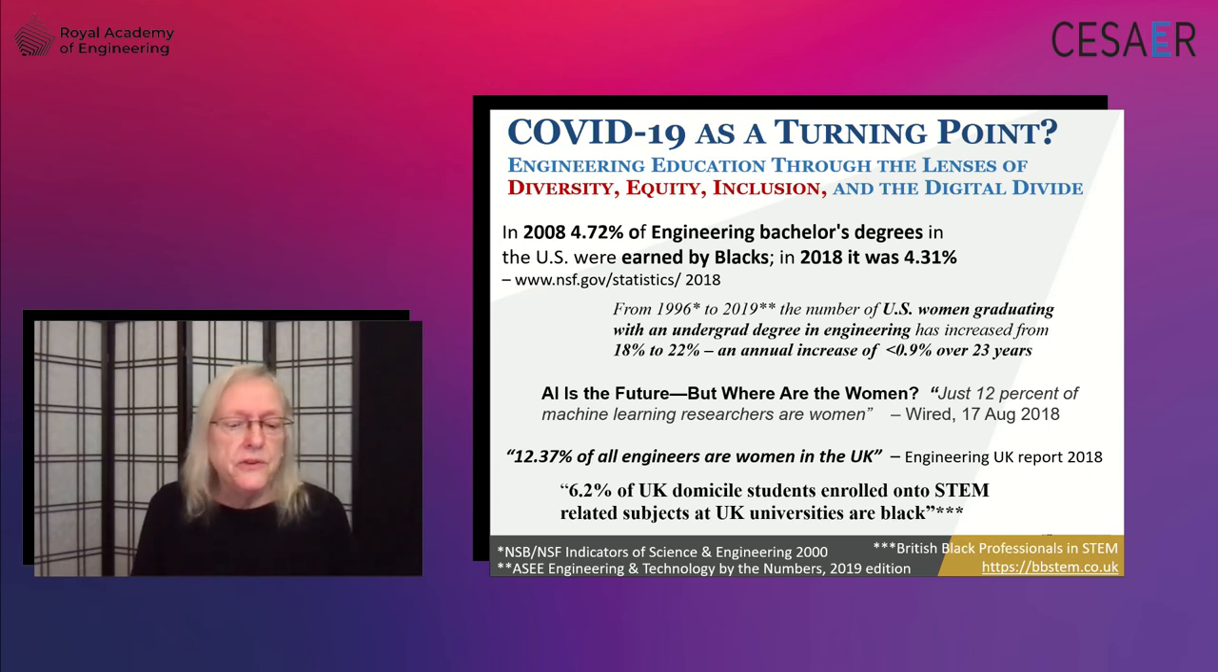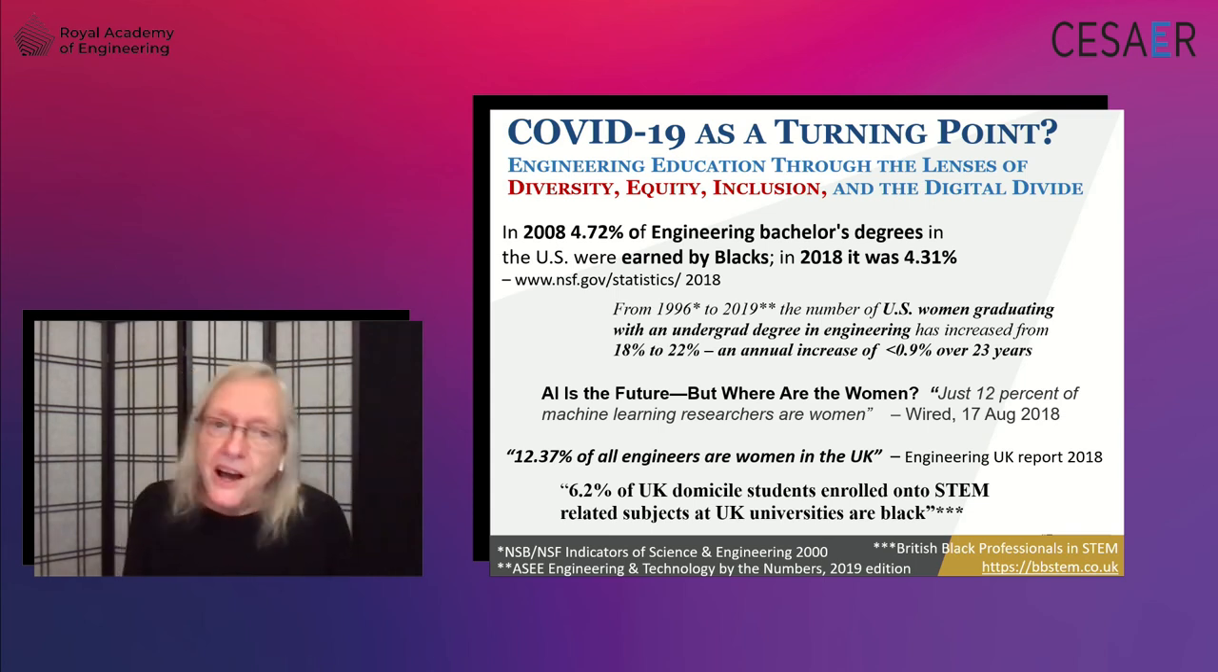In the US from 2008 to 2018, the percent of engineering bachelor's degrees earned by Black students went from 4.7% to 4.3%. Between 1996 and 2019, the number of US women graduating with an undergrad degree in engineering has increased from 18% to 22%. This is an annual increase of under 0.9% over a period of 23 years.